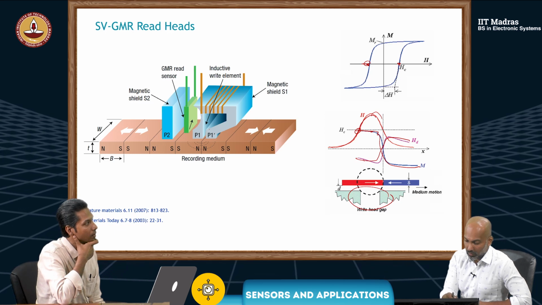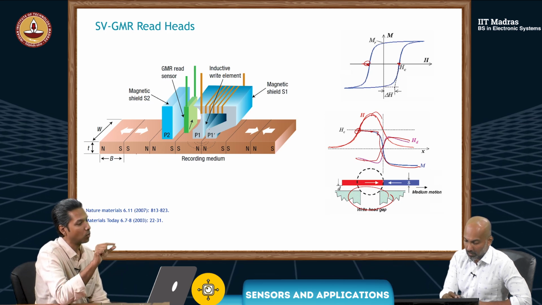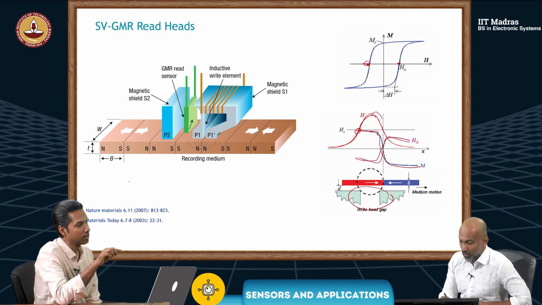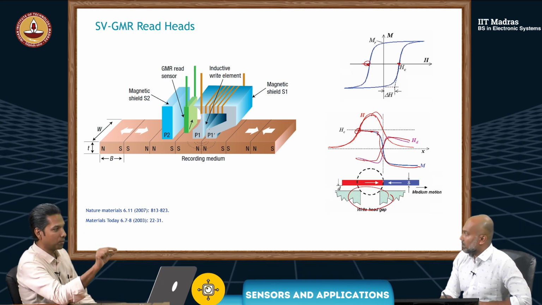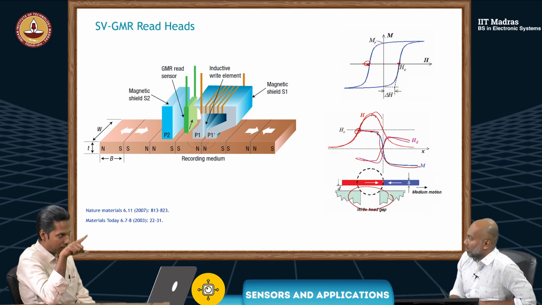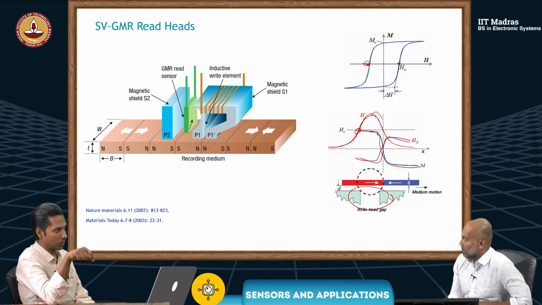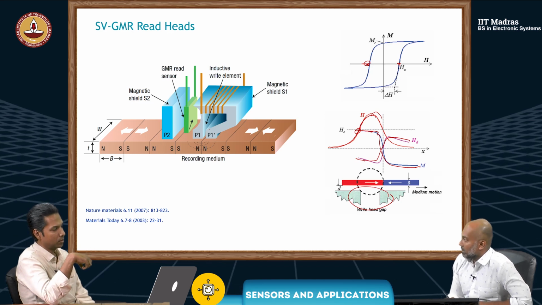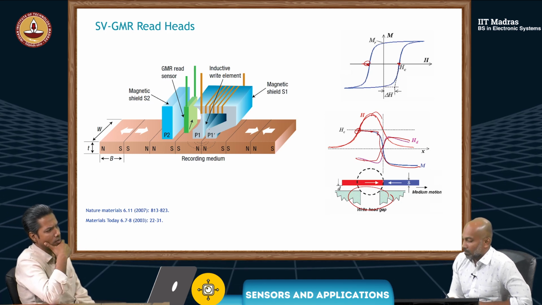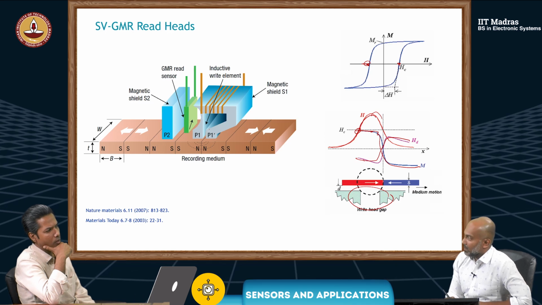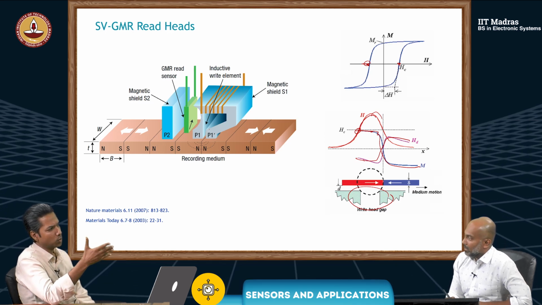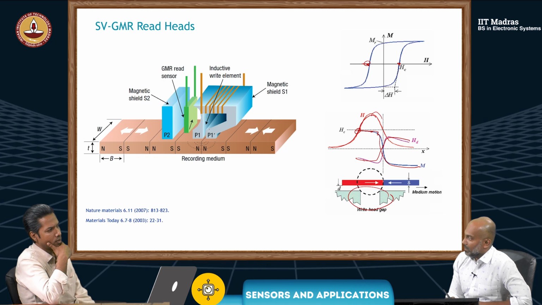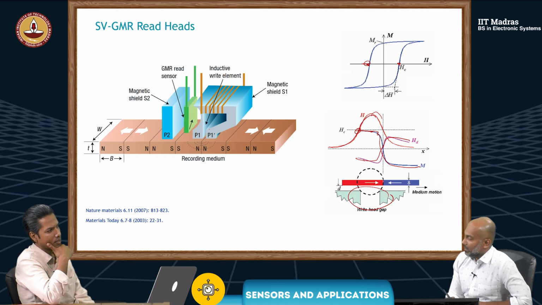No, this is not the south. The bit, what do you call that layer? The recording medium? The recording medium is magnetized by the coil. Yes, by the writer. So it has a certain direction. Yeah. So GMR can read it. But whether it is north-south or south-north, it will give the same change in resistance.